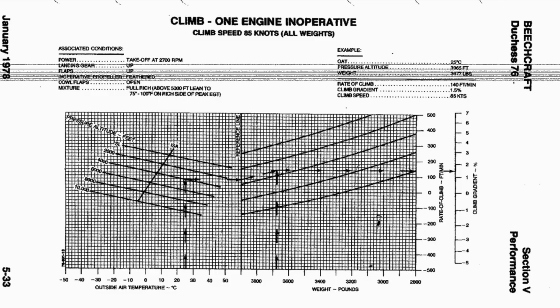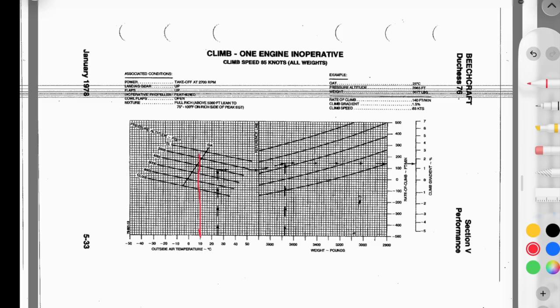Same procedure. I go to my outside air temperature of 9 degrees, follow that up to my pressure altitude. I'm going to go across to my reference line, follow it up to my weight, and across. We see that our rate of climb with 1 engine inoperative is going to be about 220 feet per minute. Again, we are not guaranteed to climb single engine.